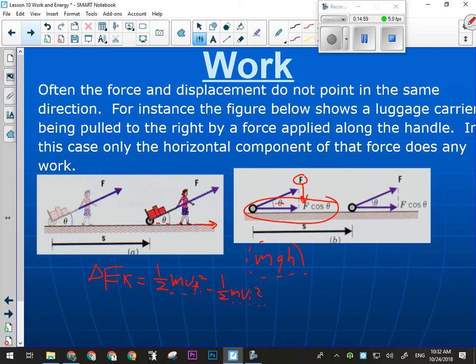You can hear the luggage carrier. It's making noise, heat's generated, all of that kind of stuff. That's where your energy is going. But it's easier to pull it once it's moving than it is to get it moving. You have to exert more force to get it moving because you're actually changing the energy of the object.